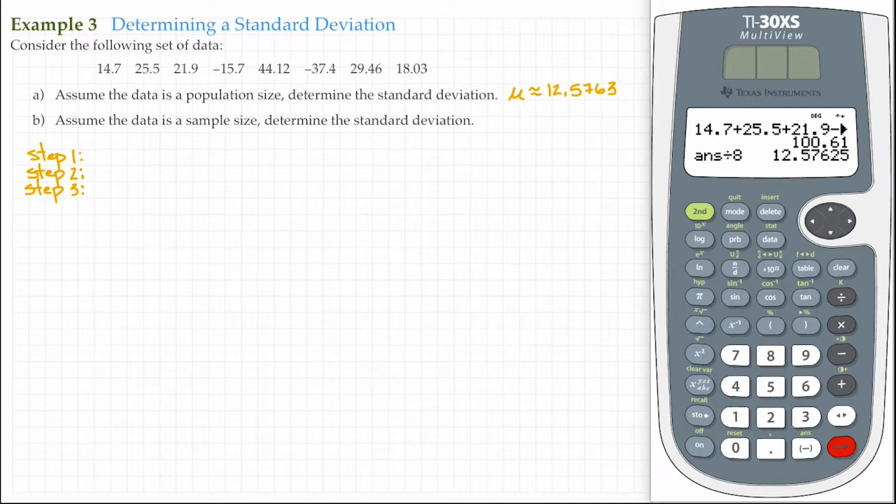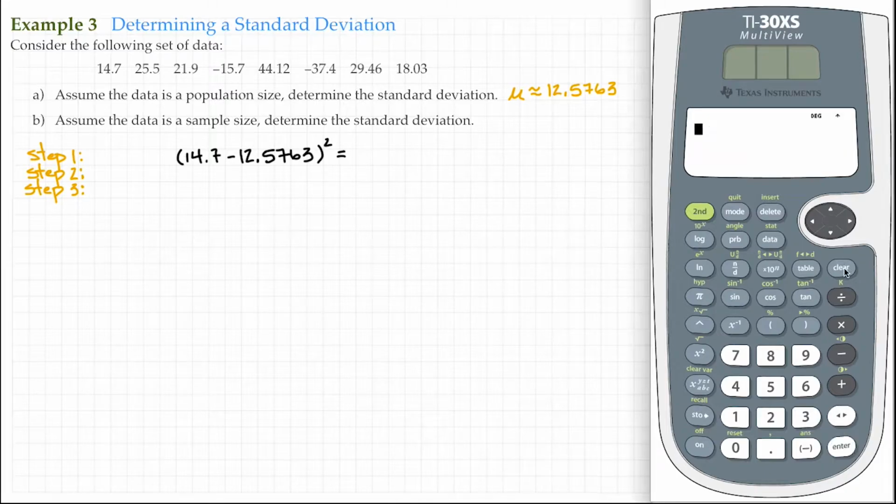Step 3 now is we start finding the deviations between an individual data value and the data set's mean, and then we square it. So we'll first put in 14.7, then we subtract the mean, 12.5763, and we square it. And of course, now we're going to put that in our calculator. We can put it in just as we see it here. We have parentheses here. I'm going to use them. I have a squared key here. Certainly going to use that.